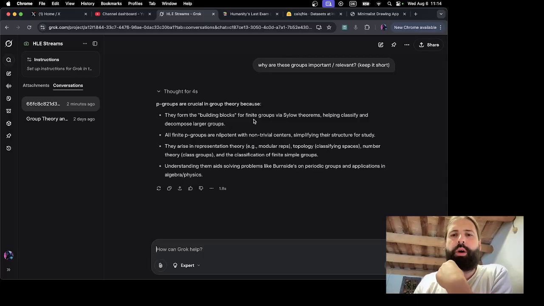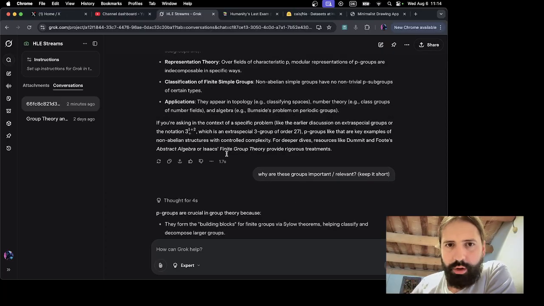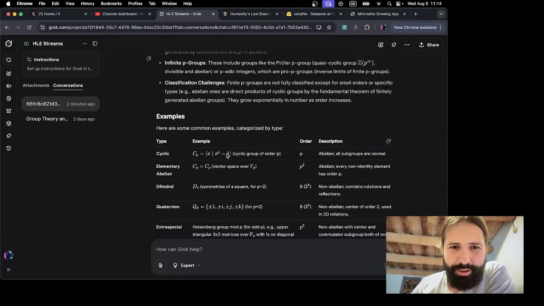They form building blocks for other finite groups via Sylow theorems, helping classify and decompose larger groups. They're nilpotent with non-trivial centers, simplifying their structure for study. So they're basically simpler to look at and to study. They arise in representation theory, modular representations, topology, number theory, and the classification of finite simple groups. So basically, they pop up in other areas. This is like a rabbit hole, really.